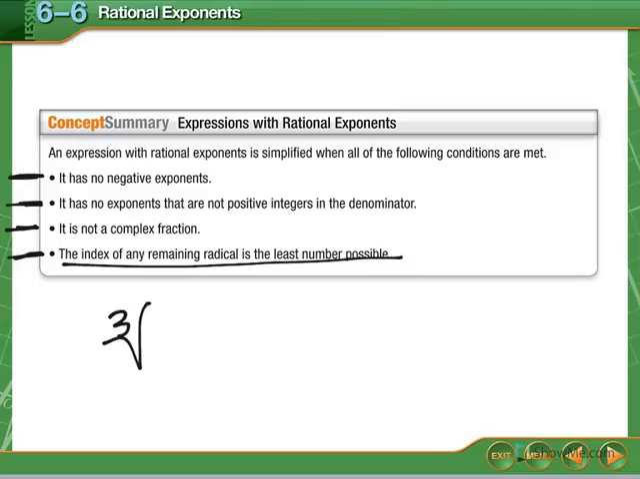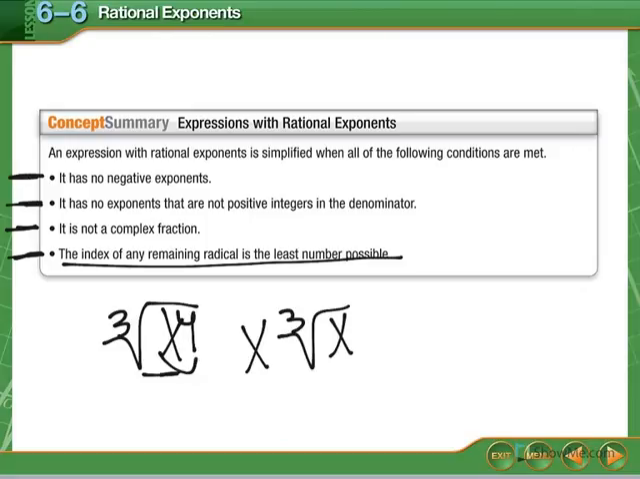So that bottom one means that if I have the cube root of x to the 4th, I can still take out some things from the inside. So it needs to be the least number possible. So I would have to rewrite this as the cube root of just x times x, because I have to take out 3 of them since I have the cube root here. So it has to just be in simplest form.